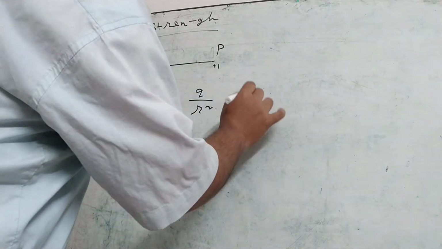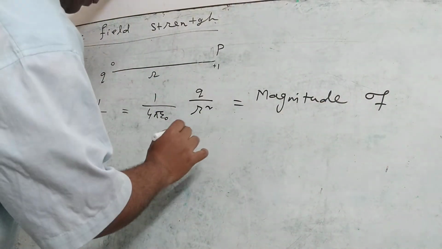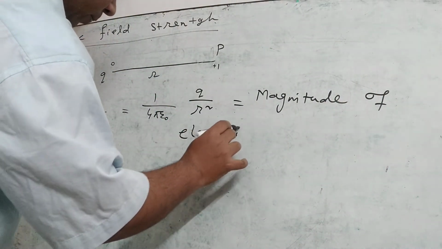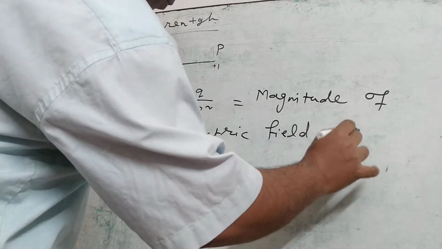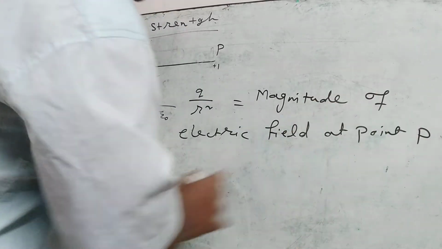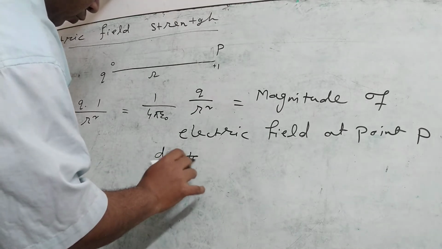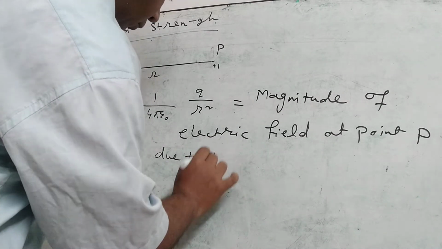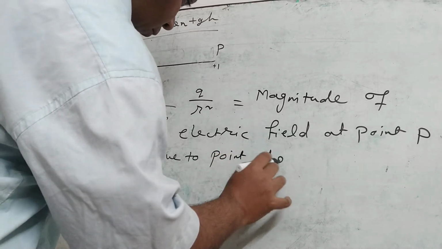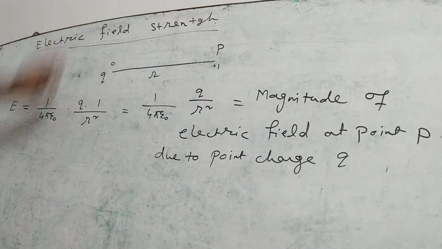This is equal to the magnitude of the electric field at point P due to the point charge Q.